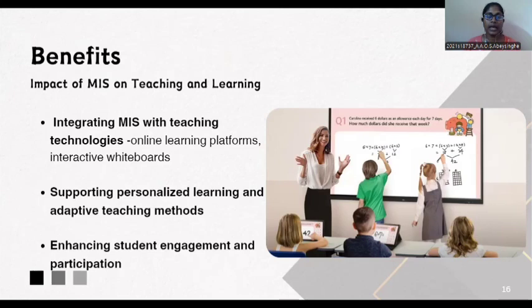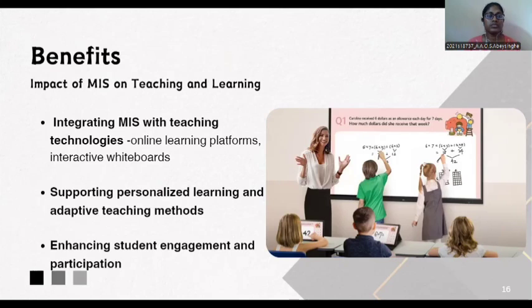MIS also enhances interactive whiteboards by providing real-time data access, lesson plans, and performance tracking. So teachers can display students' performance dashboards during lessons. Additionally, MIS supports personalized learning. Some MIS integrated systems use AI to recommend customized content based on each student's strengths and weaknesses. Therefore, teachers can create flexible lessons, allowing students to learn at their own speed.